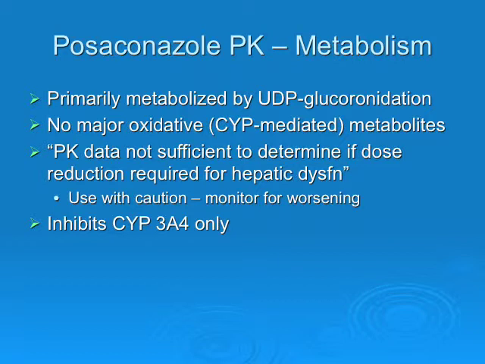Posaconazole, on the other hand, is primarily metabolized by UDP glucuronidation. So there are no major oxidative or cytochrome P450 mediated metabolites. And the package insert is kind of a bland statement that the PK data is not sufficient to determine if dose reduction is required. The bottom line, I think the next slide answers that question to my satisfaction.